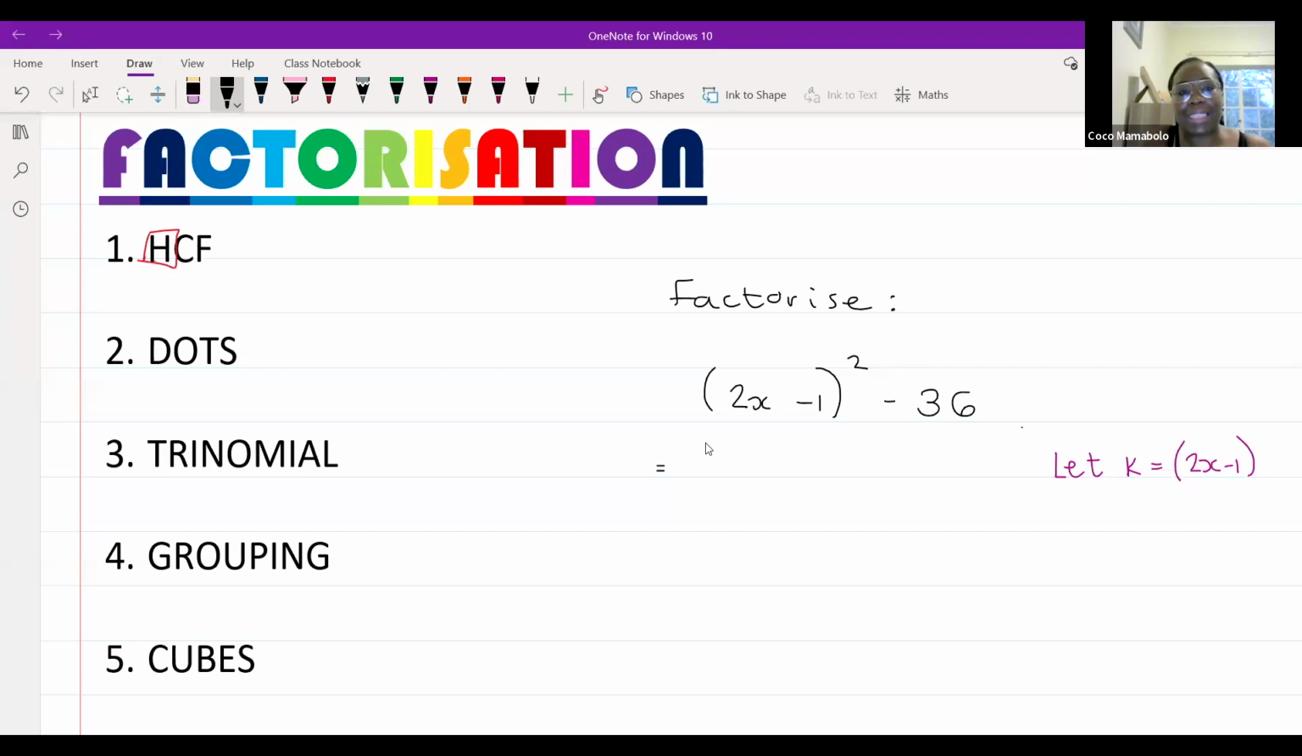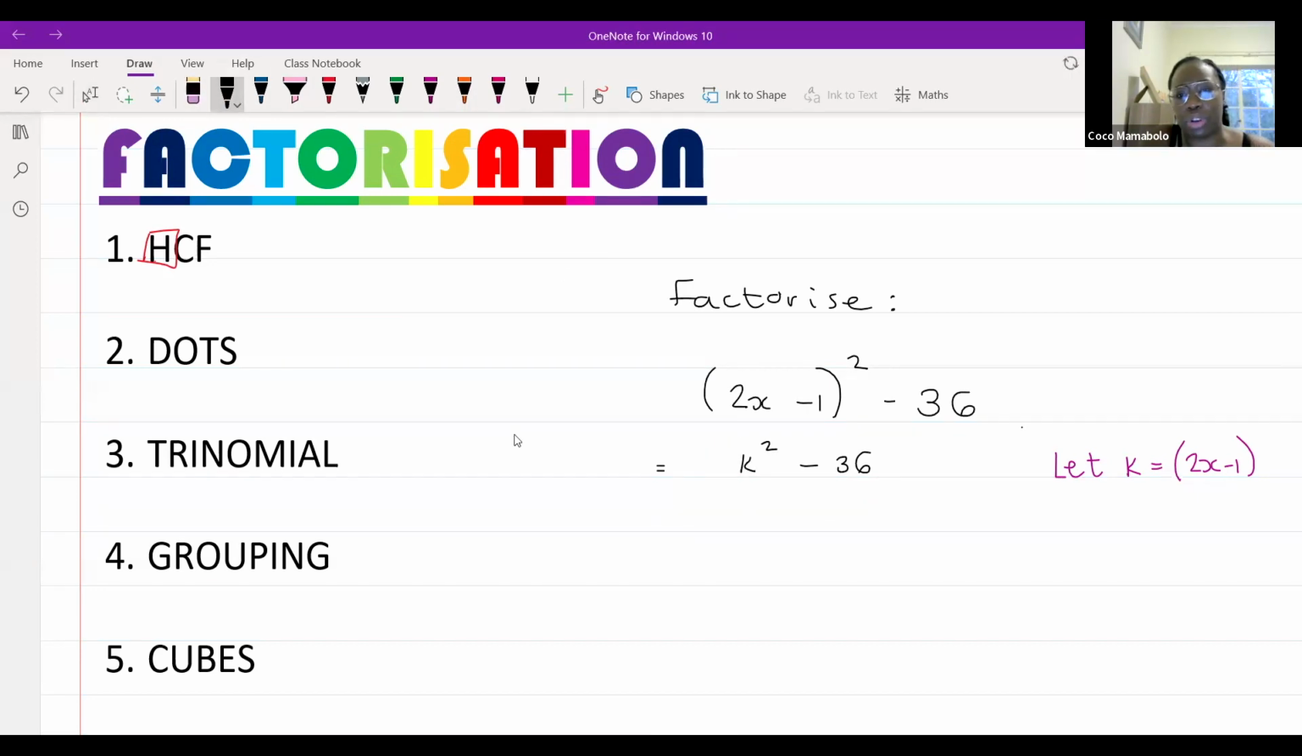So what is my next line going to be? Well done, Abu. You're finally getting it. That's it. My next line is then going to read k squared minus 36. What do I notice this as? What kind of factorization are we looking at there? It's easy enough. That's it. Correct. We're looking at dots, guys. So let's go ahead and do dots.